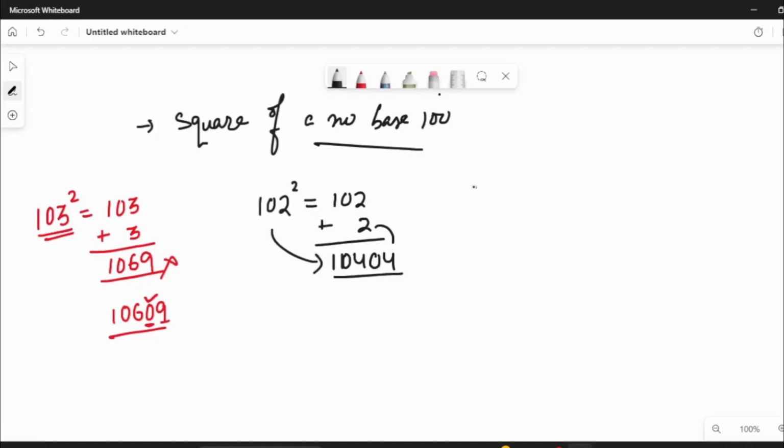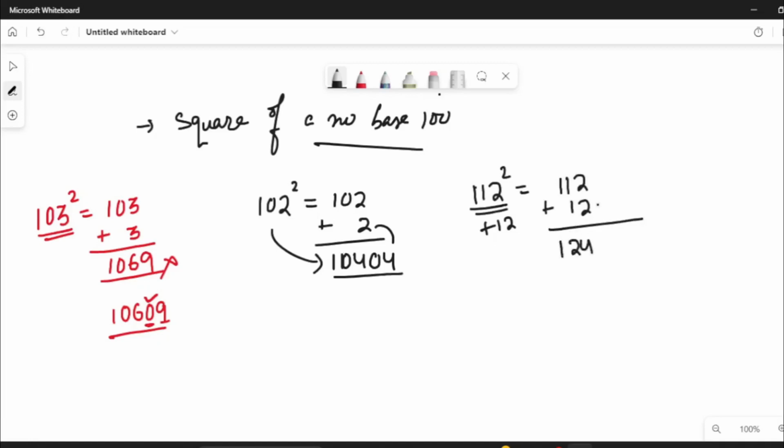For example, 112 square. Now as you can see, this number is 12 more than 100. So you have to add 12 to the original number. So 112 plus 12. Now what will you get? Now sir, this is 124.